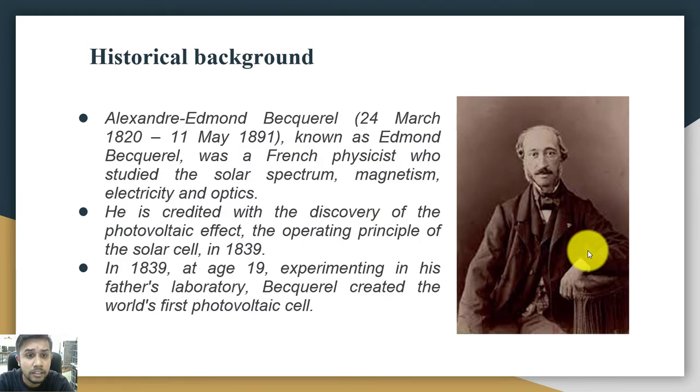So, with the historical background, this is the basic info of Sir Alexander Edmund Becquerel, who discovered the Becquerel effect. He was a French physicist who studied the solar spectrum, magnetism, electricity and optics. He is credited with the discovery of the photovoltaic effect, the operating principle of the solar cell, in 1839. At the age of 19, experimenting in his father's laboratory, Becquerel created the world's first photovoltaic cell.